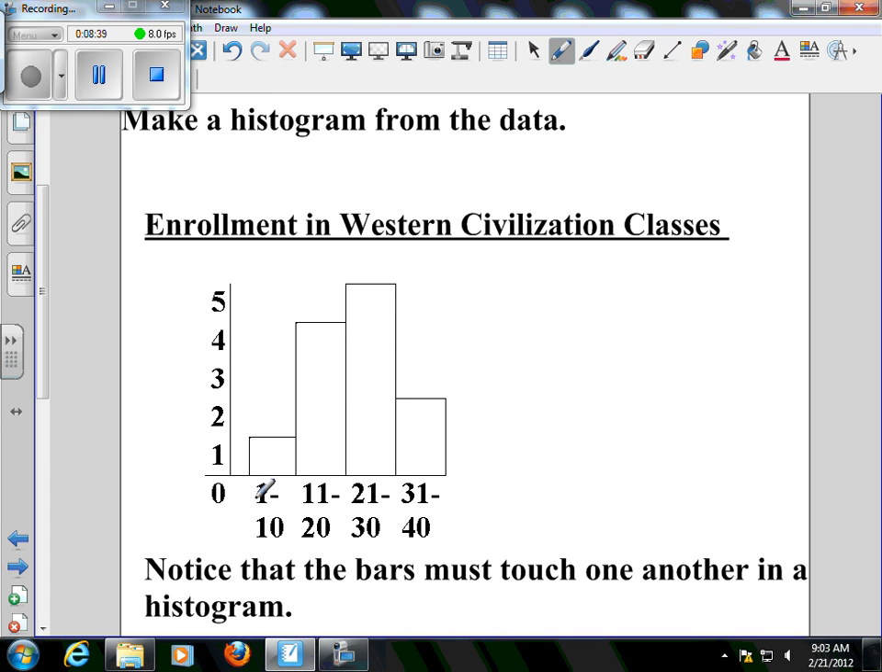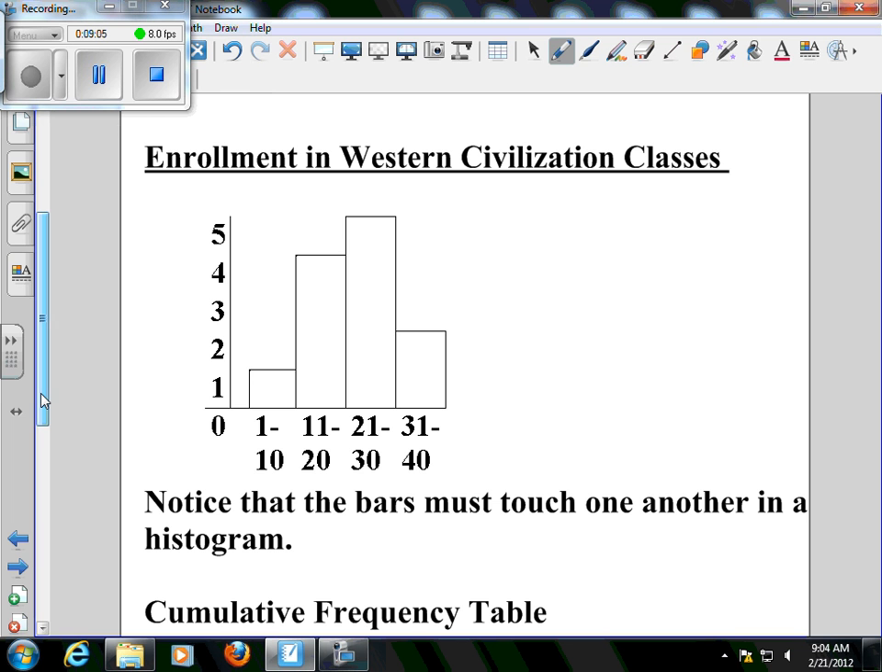Okay? So in our category of 1 to 10, which goes along the horizontal axis, we had 1 student. We had, for 11 to 20 students in a class, we had 4 classes like that. From 21 to 30, we had 5 classes with that enrollment. And with an enrollment of 31 to 40, we had 2 classes.